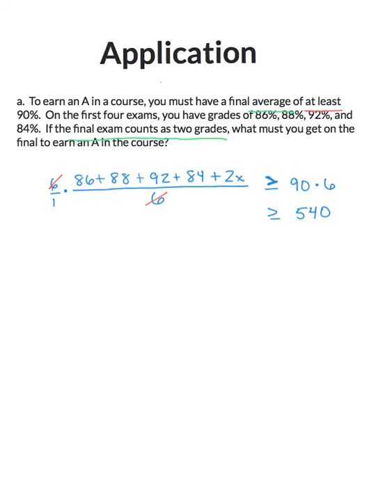I'm also going to go ahead and add the 4 scores that I know right now. So if we add these, we should get 350. So we get 350 plus 2x is greater than or equal to 540. From here, I want to go ahead and subtract 350 from both sides.